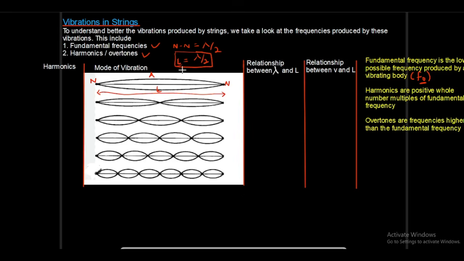Lambda times 1 is lambda, 2 times L is 2L. So from there, we're going to have lambda equals 2L. So this is for the fundamental mode of vibration for a string.